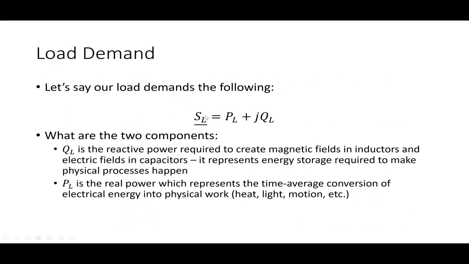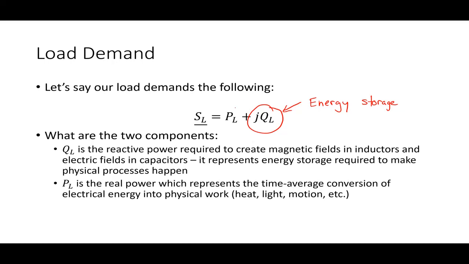So if our load demands a complex power PL plus jQL, there are two components to this. QL, which is the reactive power, is the power that's required to create magnetic fields in inductors, and electric fields in capacitors. As we've said before, this is basically energy storage. So this here is the energy storage required just to make my load function. All right, particularly if I have motors, I require this to be able to just function.